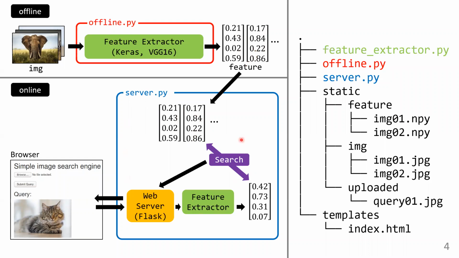And this is server.py. Inside server.py, there's a web server, Flask, here. Then the user accesses the browser and uploads images to this Flask. Then Flask calls the feature extractor, the same as this one, and extracts the deep feature. Then this feature is compared with these database features. Then the similar ones are returned. So this is the whole system. It's quite easy, right? So, okay, let's start.